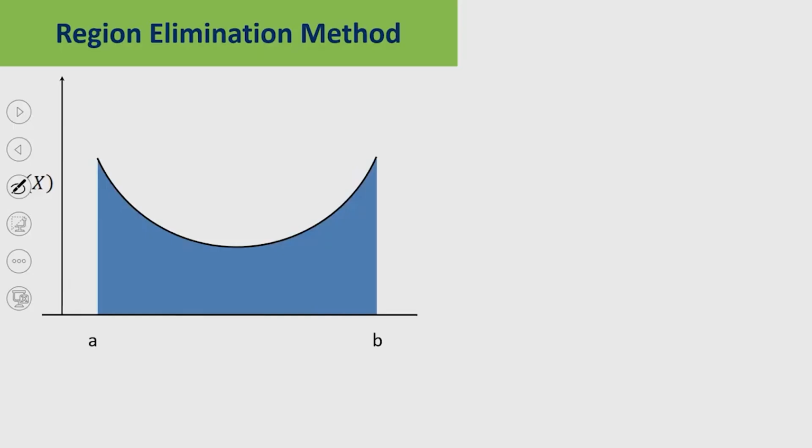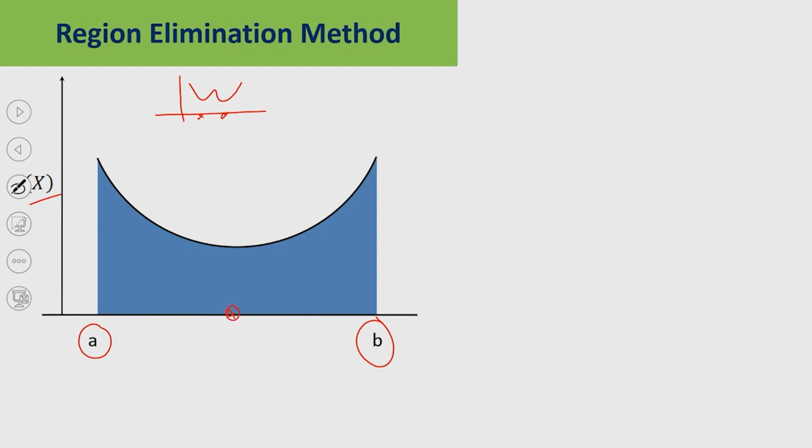Before describing the method, let us take a unimodal function f(x). This is a unimodal function and the function is continuous between a and b, so that means there is one optimal solution. I can also give you an example of a bimodal function. There are two modes, which means there are two optima, but in this case there is only one optimal solution somewhere here.